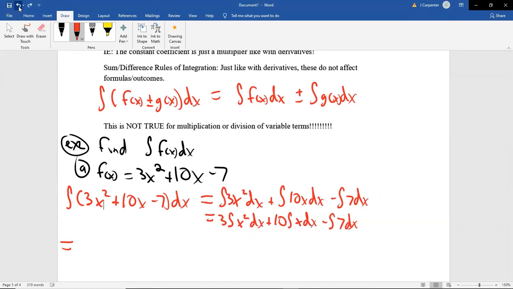Just understand that the 3 stays there. Then we add 1 to the exponent and divide by the same value. So x to the 2 plus 1. I'm going to keep showing this work for a while. Divide by that same value, 2 plus 1. Then a plus. Leave the 10 there. Then we have our x.